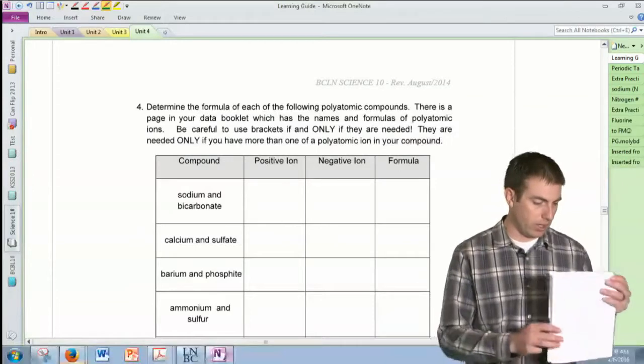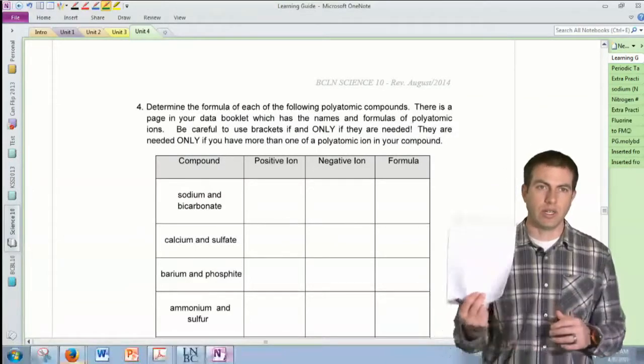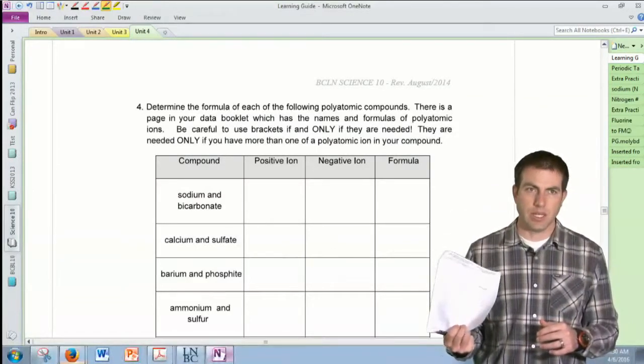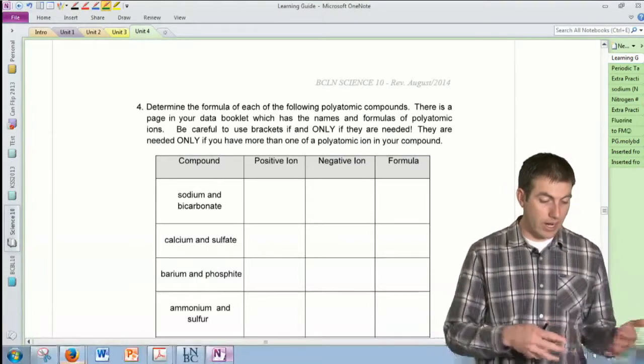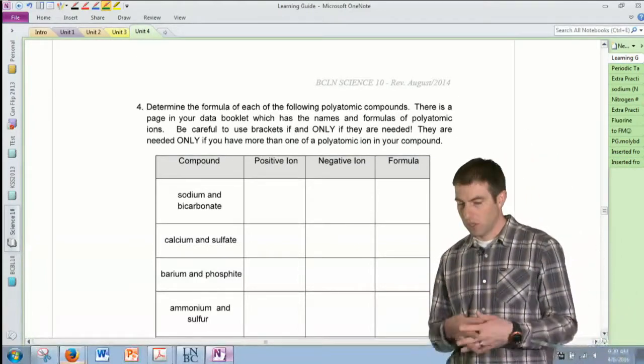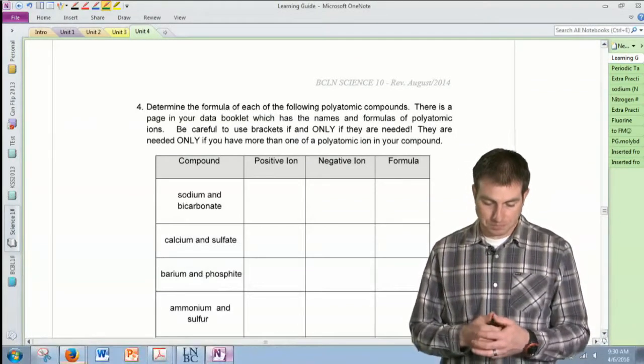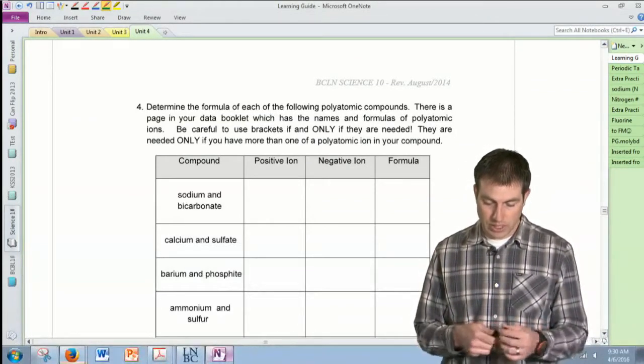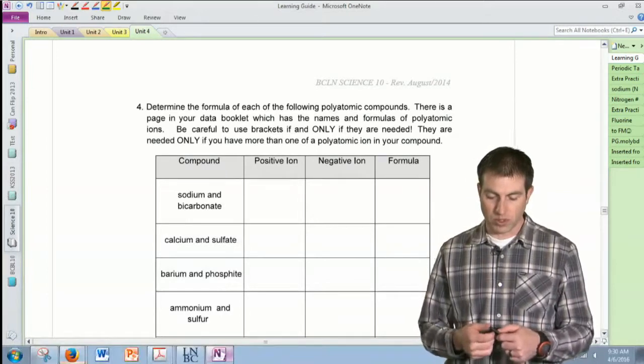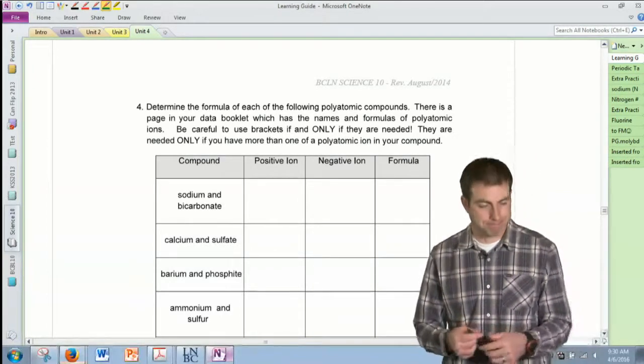I'm going to get mine out here. That was the one I included in the notes, and it is the list that's there for you to look at. You don't have to memorize them, they're there, so please don't memorize them. Be careful to use brackets only if they are needed. They're needed only if you have more than one polyatomic ion.